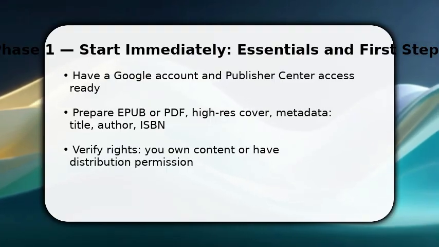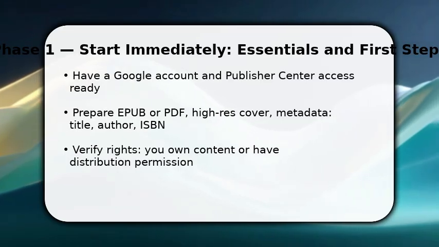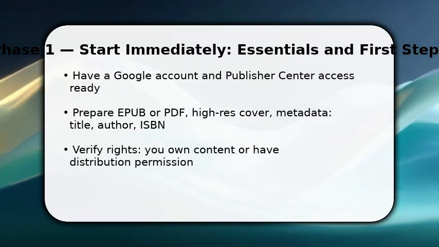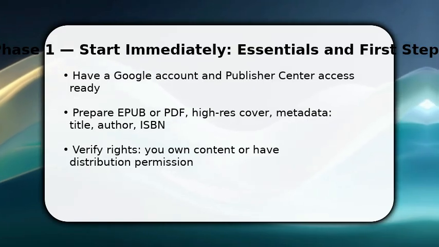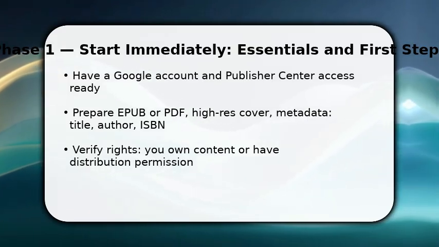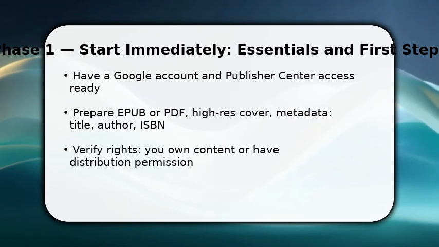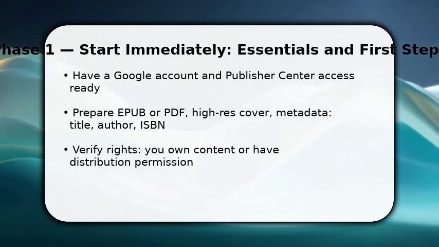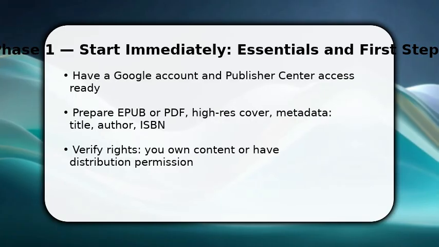You begin by confirming account access and file readiness. Sign into Google Publisher Center and select Add Publication, then choose the book upload option. Upload your EPUB or PDF immediately so you see parsing errors fast. Make sure the cover is high resolution and named clearly.